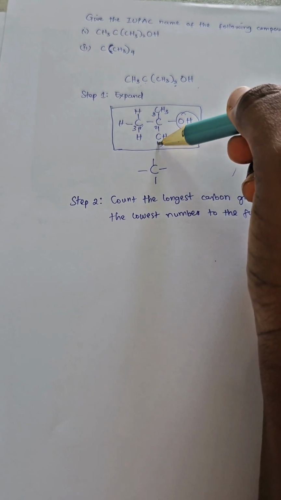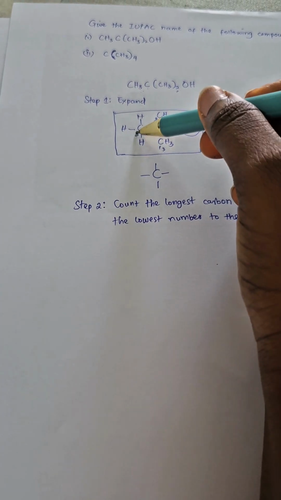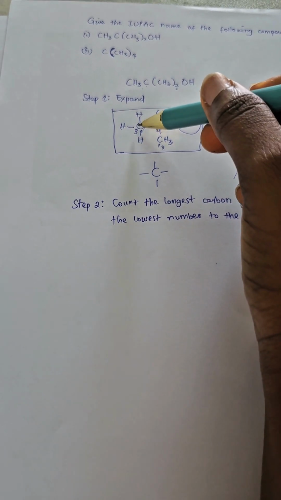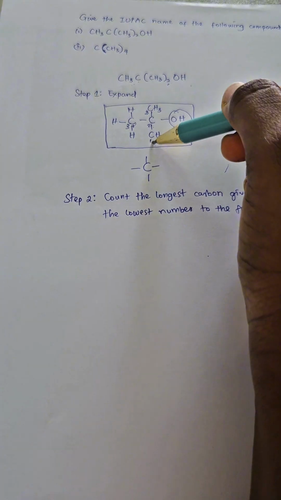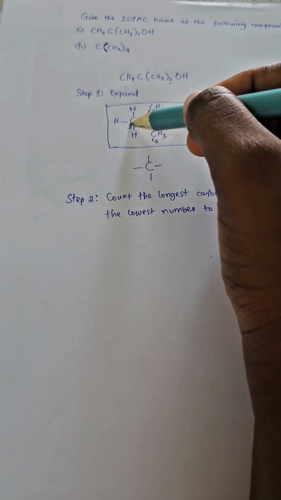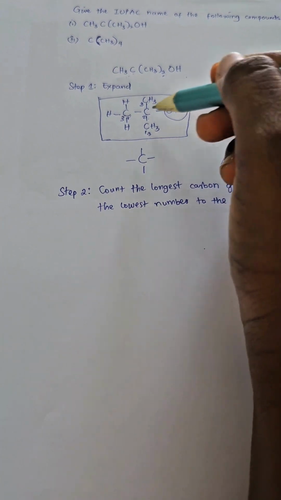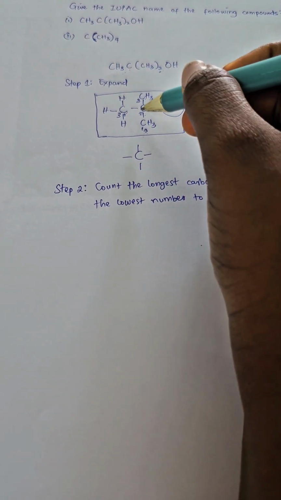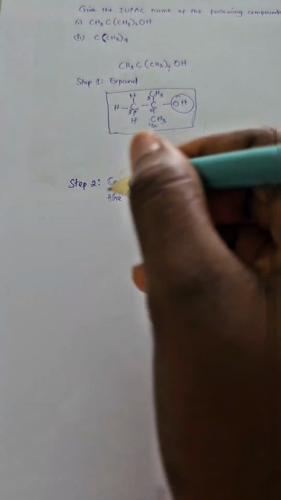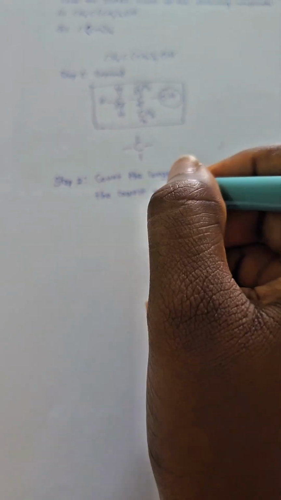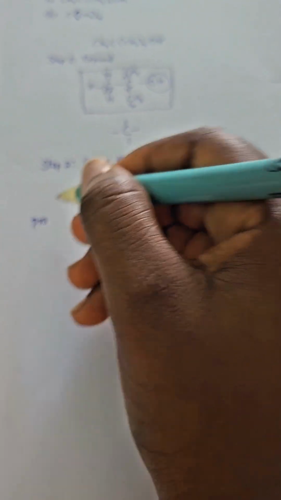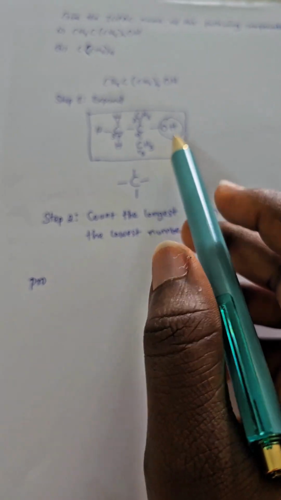And on both sides, whether we go from the top 1, 2, 3, OH would be on number 2 carbon. Or if we go from this side 1, 2, 3, OH will still be on number 2 carbon. Or if we go from this side 1, 2, 3, OH still falls on number 2. So whatever direction we go, OH falls on number 2, which is good. So our parent chain is 3 carbons, and that stands for prop. This functional group is an alcohol, which is also alkanol.